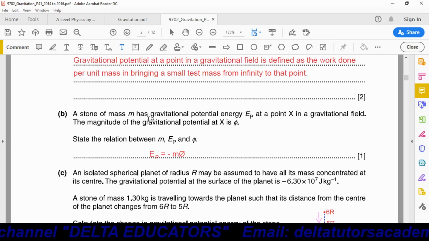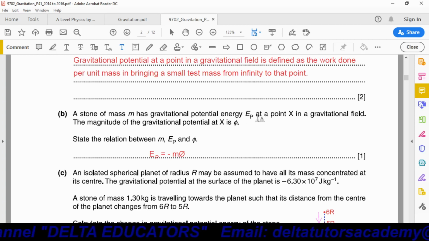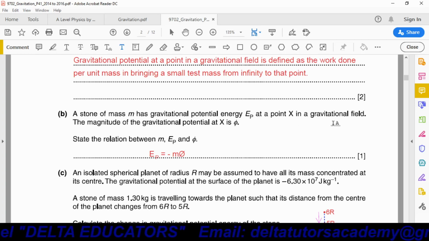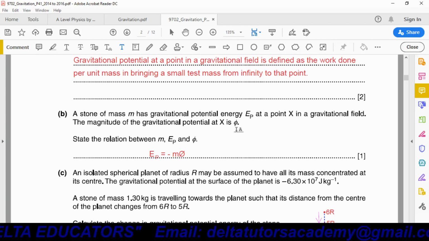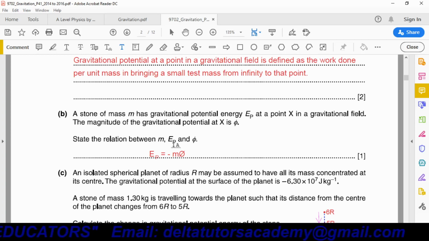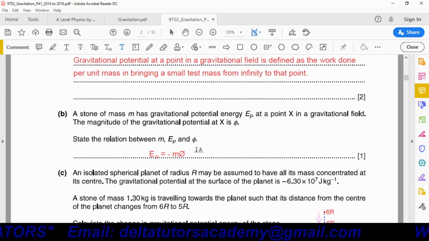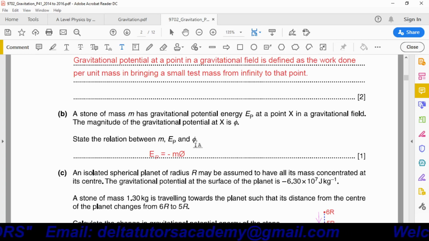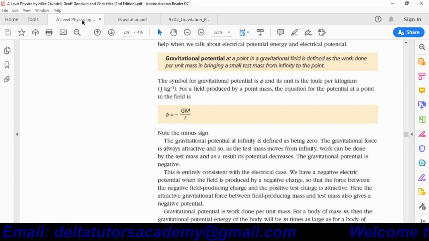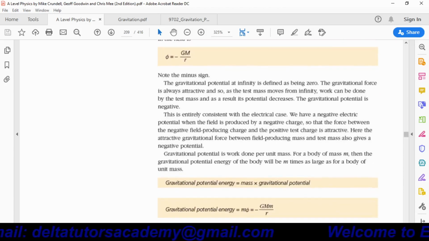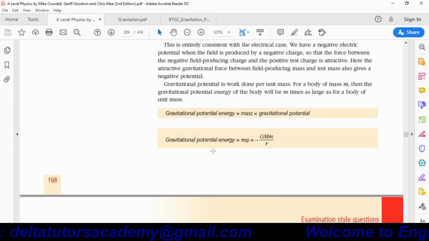Okay, next part. A stone of mass m has gravitational potential energy EP at a point x in a gravitational field. The magnitude of the gravitational potential at x is phi. State the relation between m, EP and phi. Here EP represents gravitational potential energy, m is the mass of the object, and phi is the gravitational potential, and we have to find a mathematical expression relating all these three. Gravitational potential energy is given as m phi.